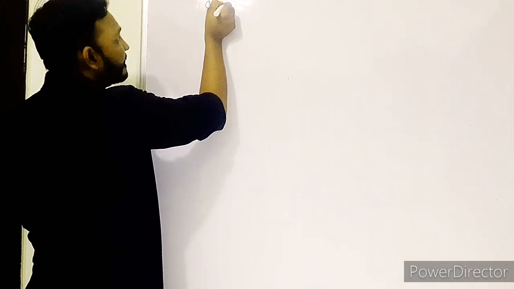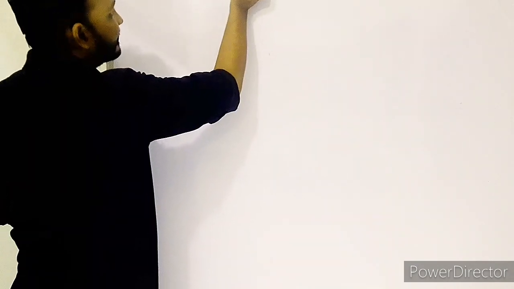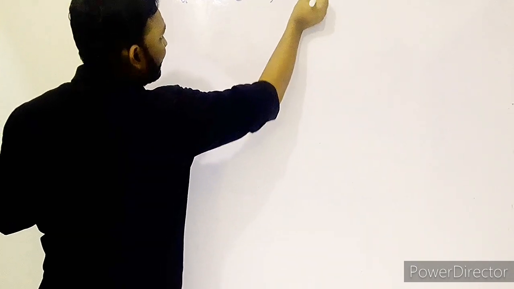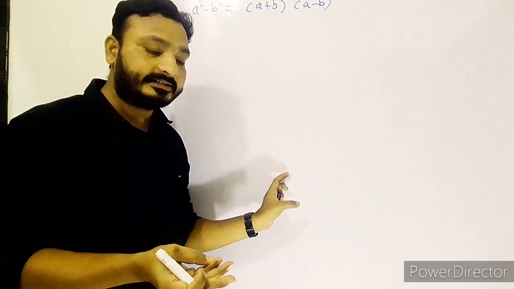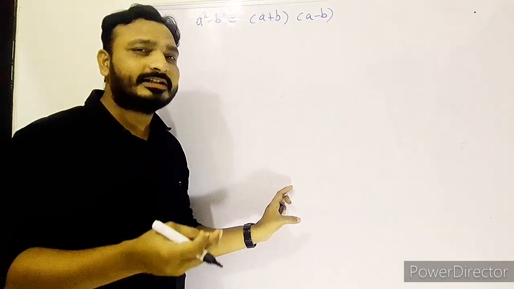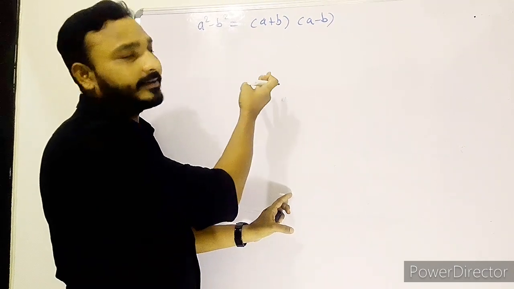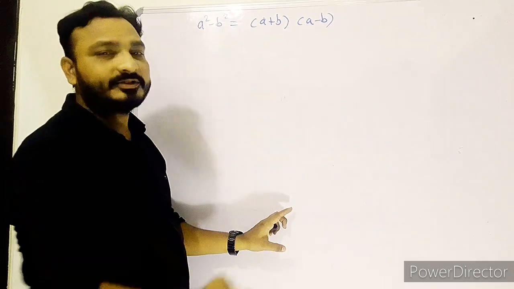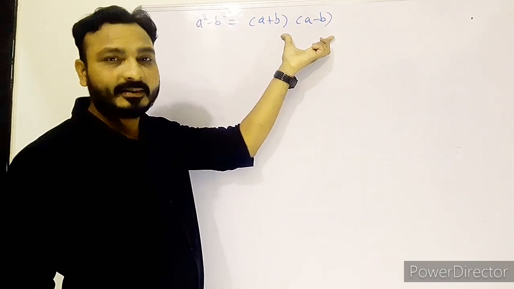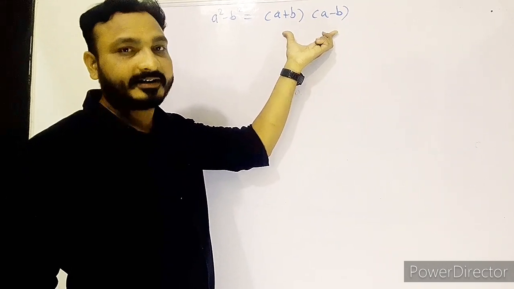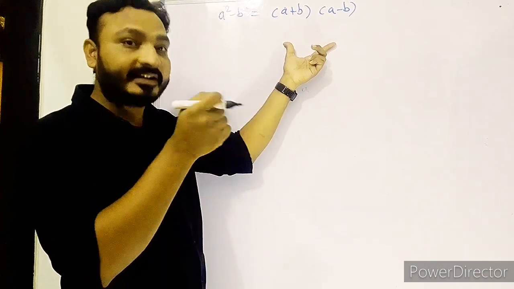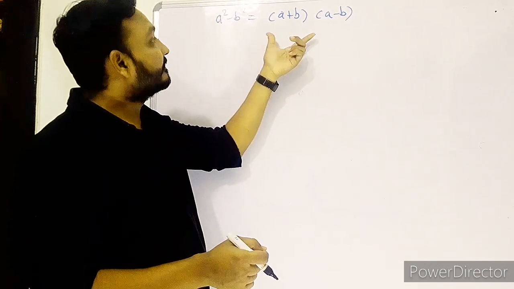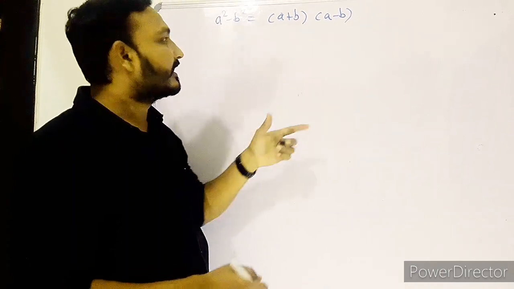The last identity is a square minus b square equals to (a plus b) in one bracket, (a minus b) in another bracket. Many students from 8th, 9th, 10th standard frequently use the same identity: a square minus b square equals to a plus b, a minus b in two separate brackets. So today we are going to prove whether the identity is really true or false, meaning LHS equals RHS or not.